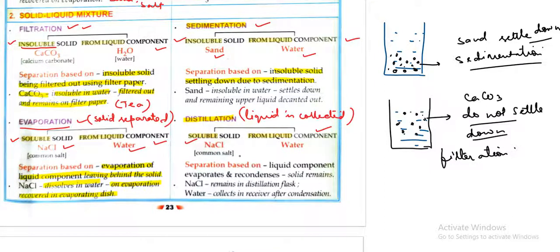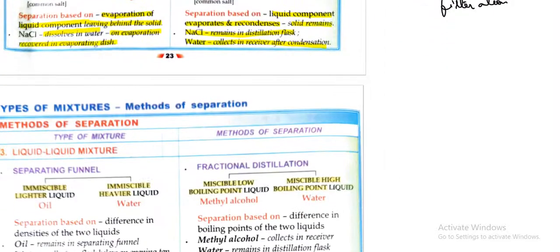Clear? So what happens in this? Here the liquid component evaporates and recondenses, and the solid remains. So we get the liquid also, meaning we recondense the vapor. That means we cool down the vapor. Recondensing means cooling down the vapor to get the liquid. The example is sodium chloride remaining in the distillation flask and water collected in the receiver after condensation.